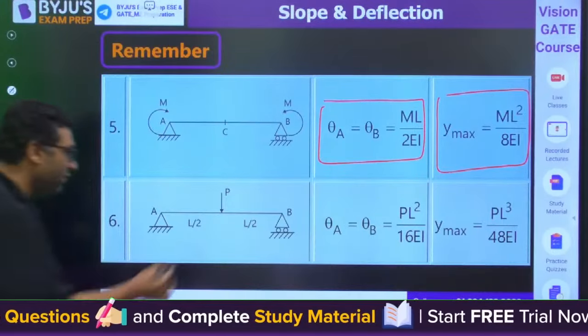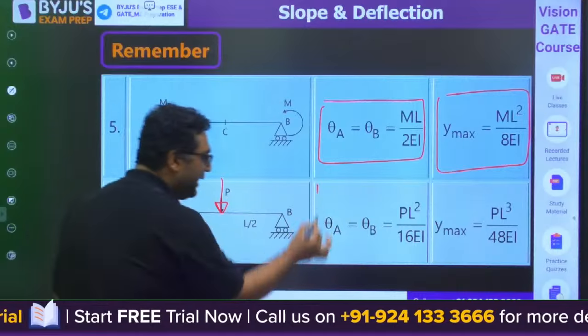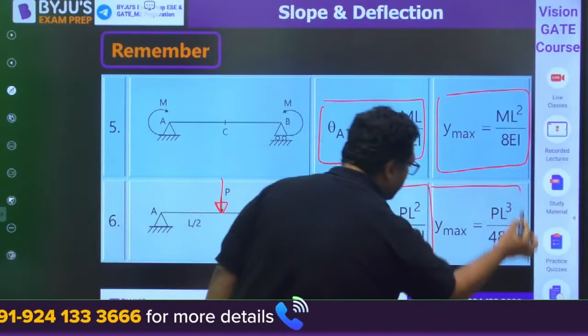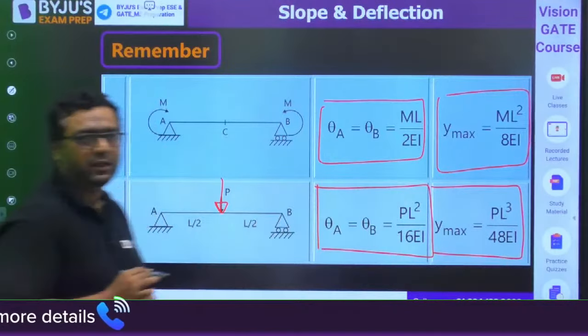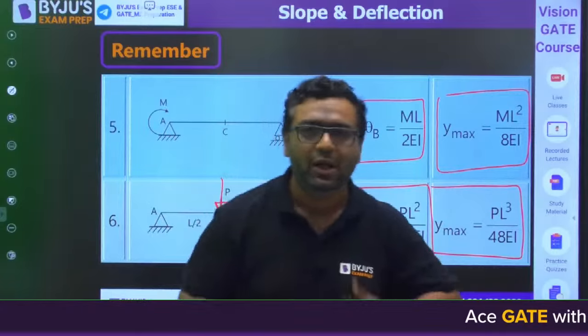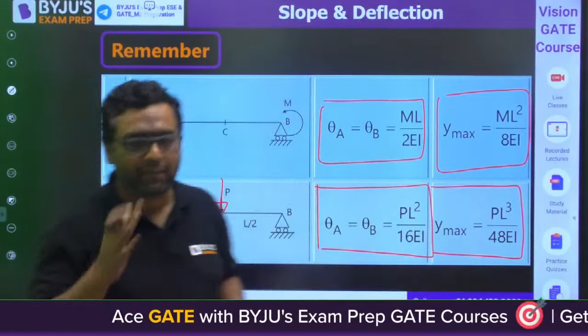If we are going to have a point load like this, then it will be having theta A and theta B as PL square upon 16EI. Deflection maximum is PL cube upon 48EI. You know, in the questions of deflection, we will be using these values. I am having the questions from all the methods, guys. So don't worry about that.